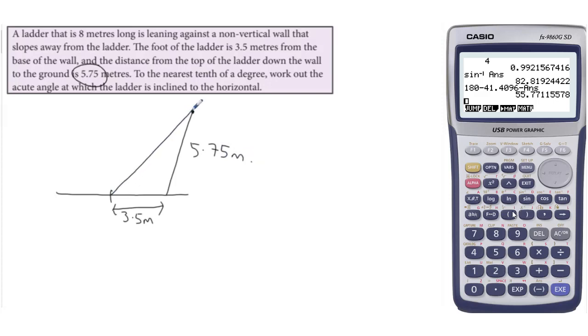And then we can finish this off. This is the actual ladder. So just so we're clear, this is the wall and this is the ground, and this is the ladder. And it tells us how long the ladder is. It says it's 8 meters long, so that distance there is 8 meters. The question says to the nearest tenth of a degree, work out the acute angle at which the ladder is inclined to the horizontal. So I'm going to calculate this angle.